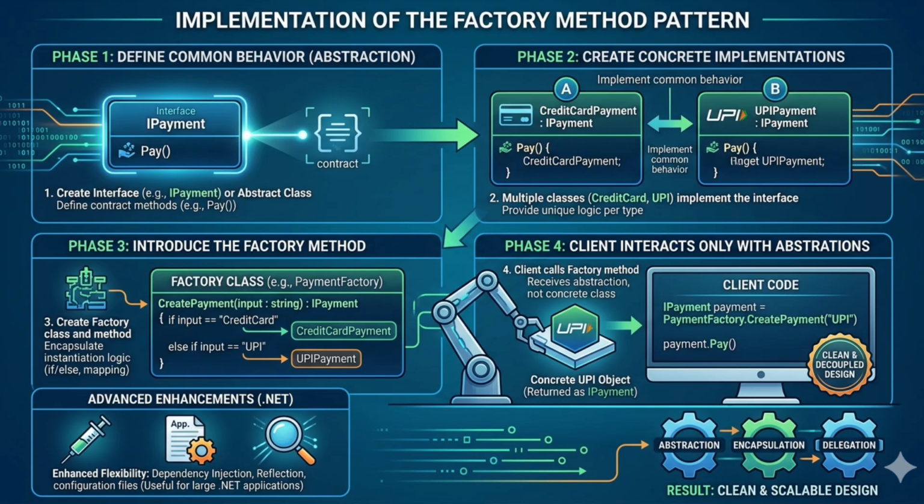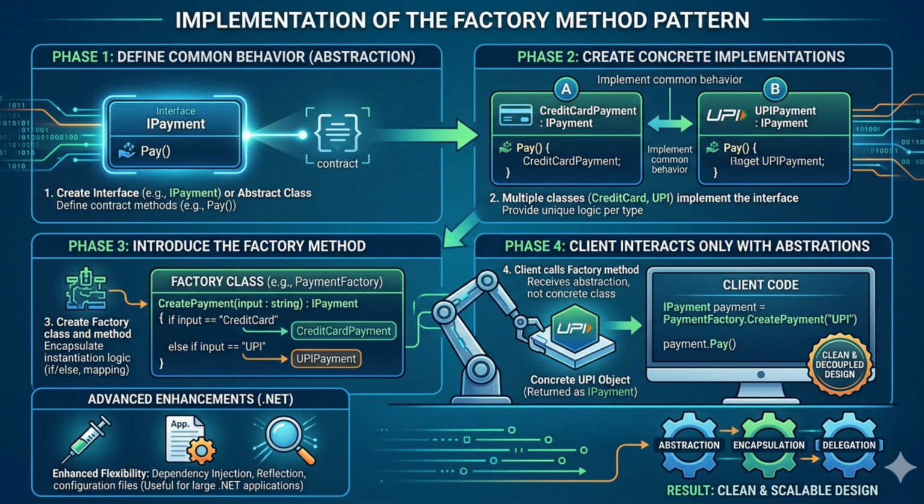The factory method pattern is implemented by defining a common interface or abstract class, creating multiple concrete implementations of that interface, and then introducing a factory class or method responsible for creating and returning the appropriate object. This structure ensures that the client interacts only with abstractions, while the factory handles the details of object instantiation.